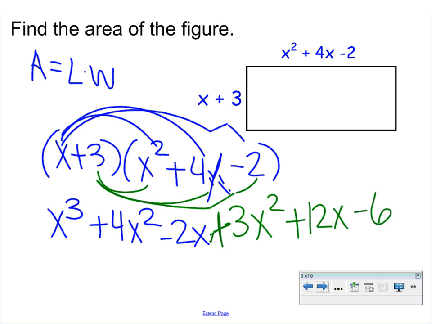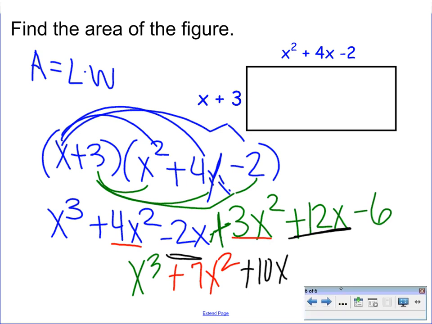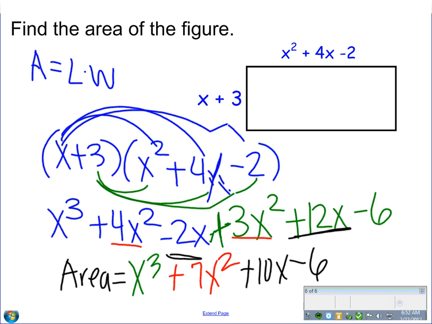All I need to do now is combine my like terms, and we'll have the area. I don't see any other x to the thirds, so that one stands alone. 4x squared plus 3x squared gives me 7x squared. And negative 2x plus 12x would give me a positive 10x. And then I don't have any other constants except for my negative 6. So the area of our rectangle is x to the third plus 7x squared plus 10x minus 6.